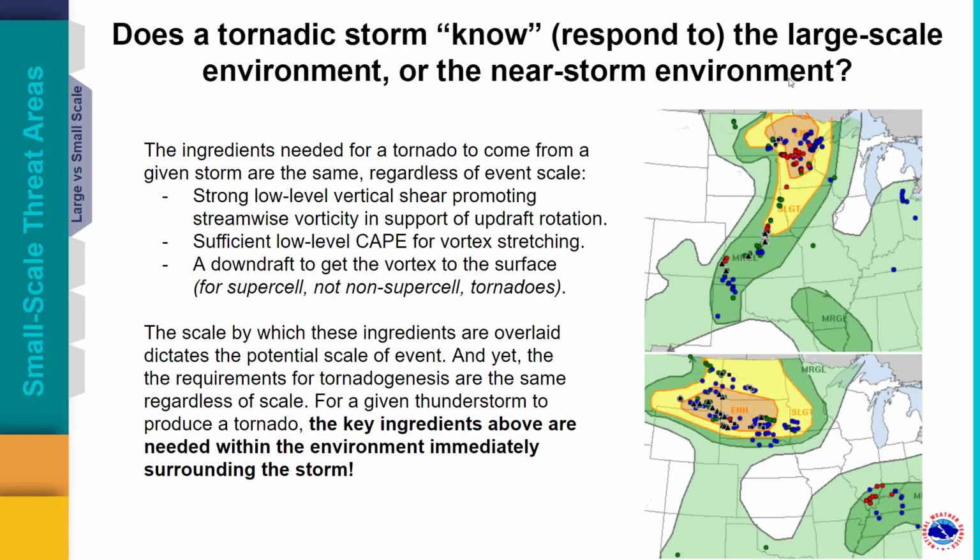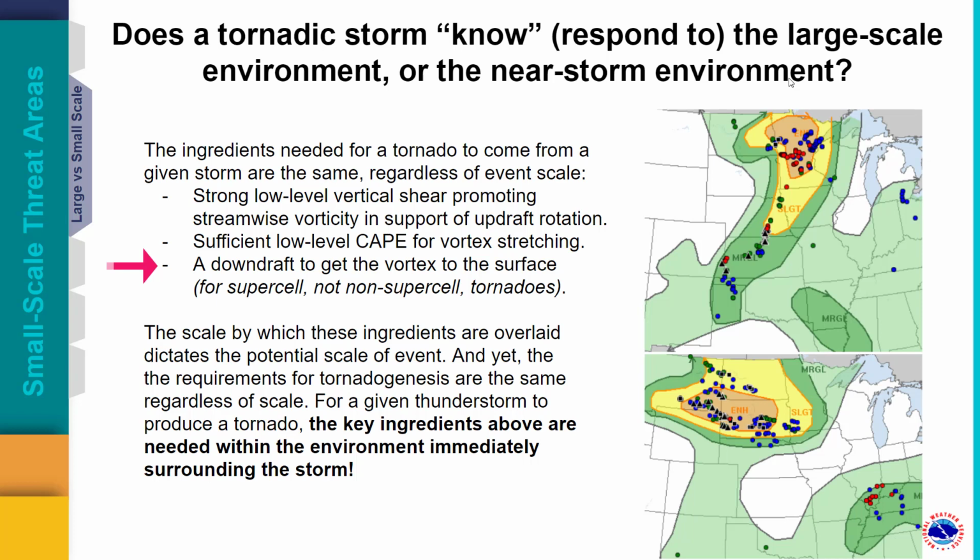So what does a tornadic storm respond to for generating the tornado? The large-scale environment or the environment immediately surrounding the storm? The ingredients needed for a tornado to come from the storm are the same regardless of event scale. You need strong low-level vertical shear promoting streamwise vorticity in support of updraft rotation. You need sufficient low-level CAPE for vortex stretching. And for supercell tornadoes, a downdraft to get the vortex to the surface.